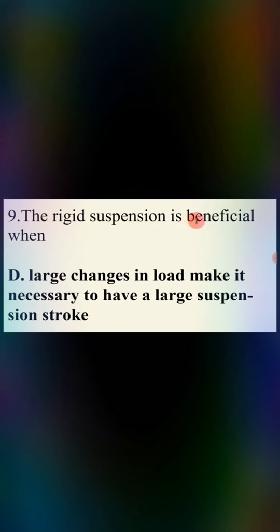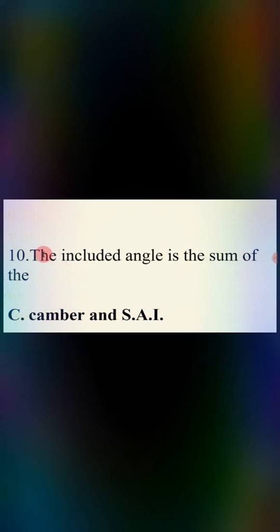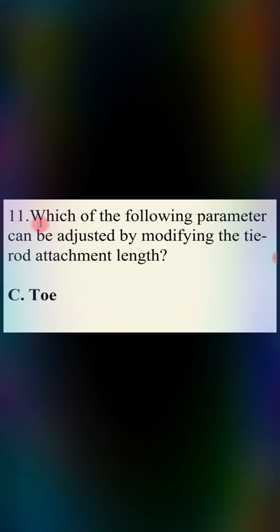The rigid suspension is beneficial when large change in load makes it necessary to have a large suspension stroke. So the rigid suspension is beneficial. The included angle is the sum of the camber and SAI. Which of the following parameters can be adjusted by modifying the tie rod attachment length? So the toe is the parameter which is adjusted by modifying the tie rod attachment length.